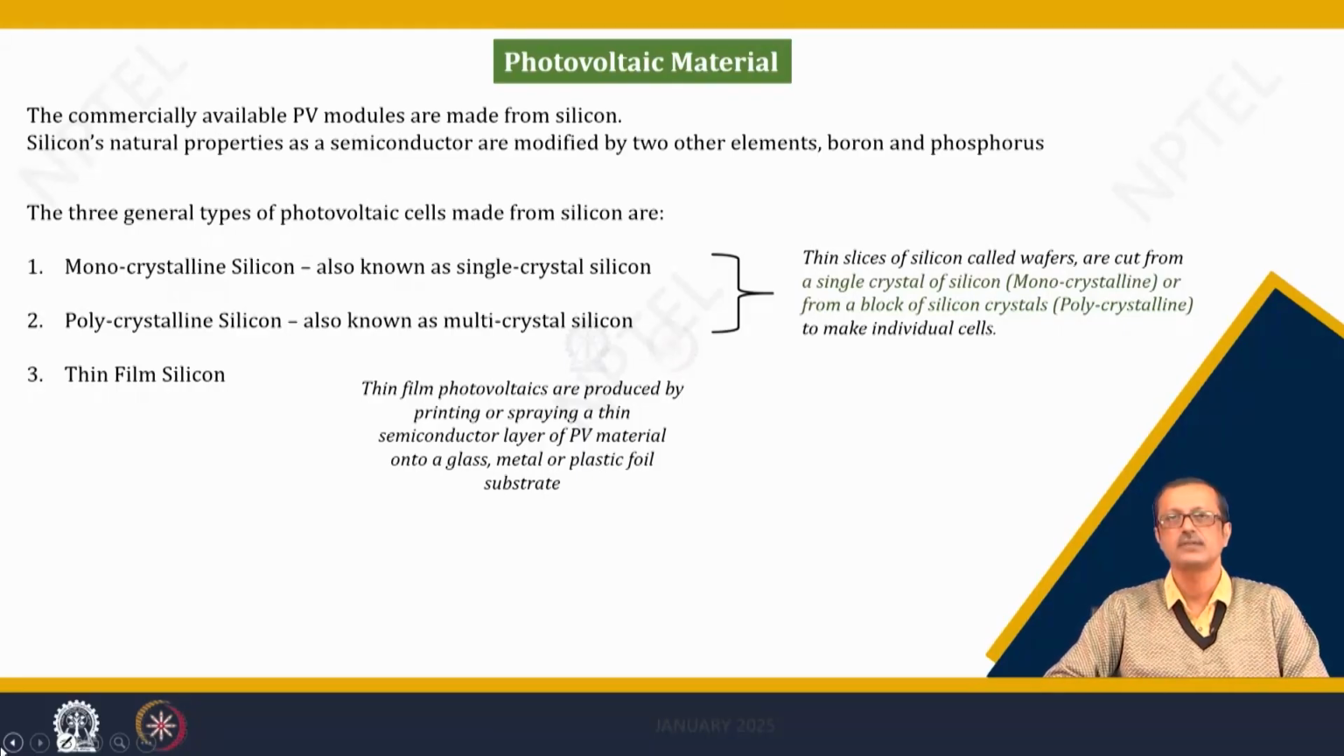In the case of monocrystalline silicon, we have to do it from a wafer cut from the particular object, and in the case of polycrystalline silicon, we have to cut it from a block. The third one is the thin film, which is a bit costly and has a variety of applications. It is based on something like 3D printing, where the crystals and PV cells are printed over a particular thin film.